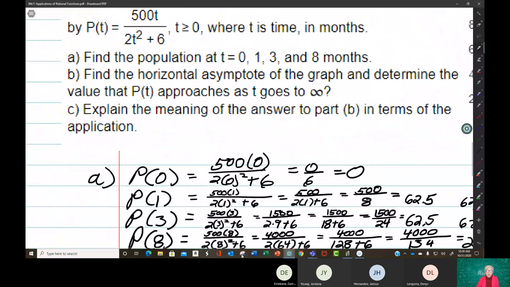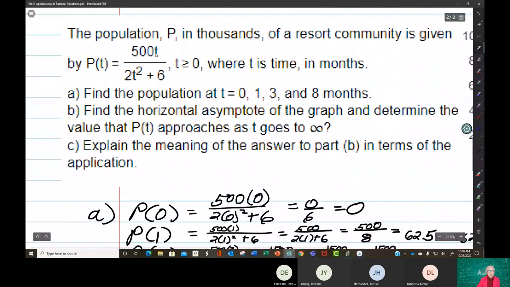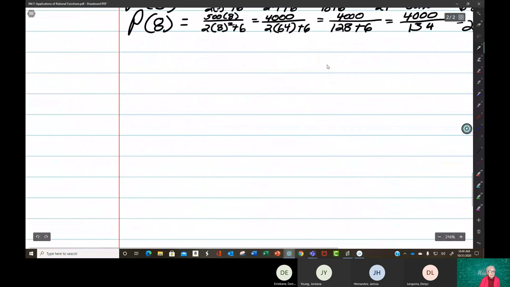B. Find the horizontal asymptote of the graph and determine the value that P of t approaches as time goes on and on and on to years and decades and gosh, millennia. Let's check this out. Well, I can tell you right now, just by looking at it, we're going to have 500t over 2t squared. The power on the bottom is higher than the power on the top. So this is going to get really, really, really close to zero.